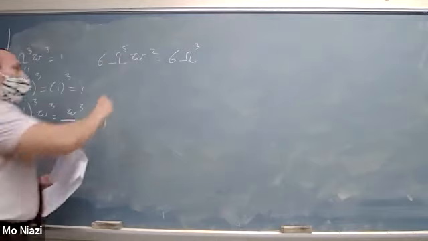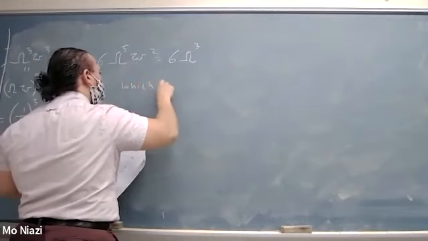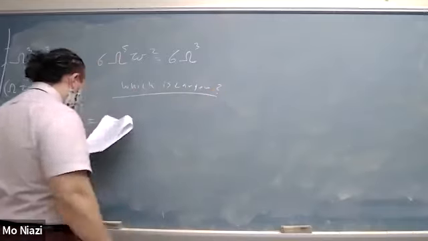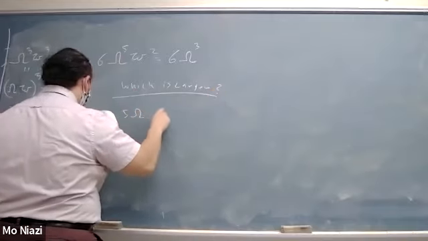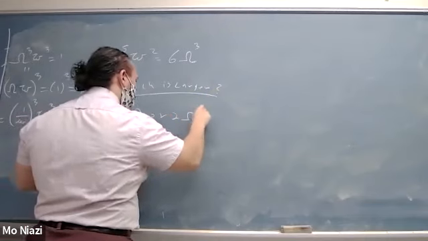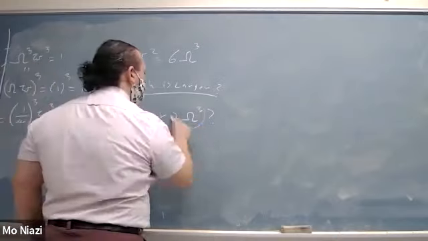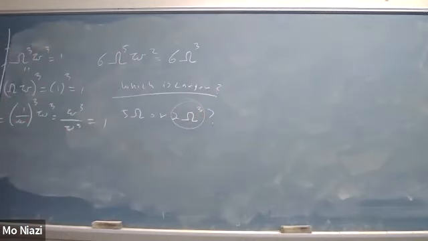So which is larger, 5 omega or 2 omega cubed? 2 omega cubed. Why? Because it's on a higher level. When you cube a capital omega, it goes up. But when you cube a lowercase omega, it goes down.